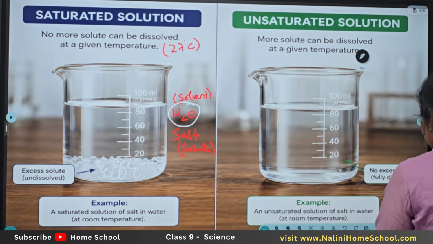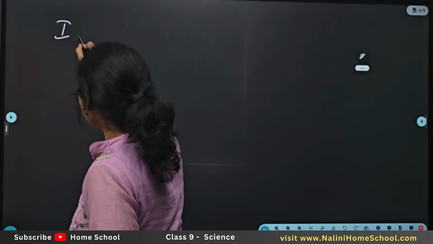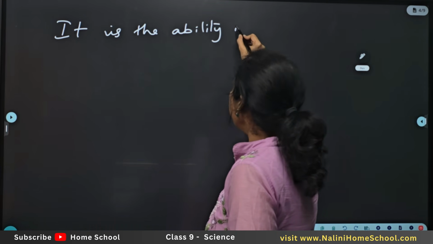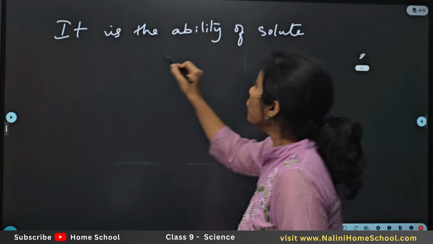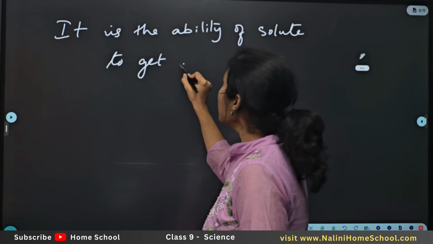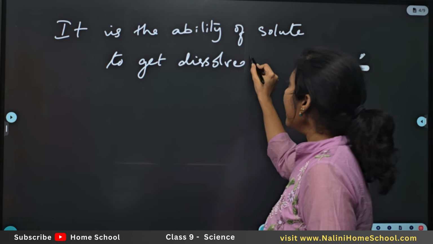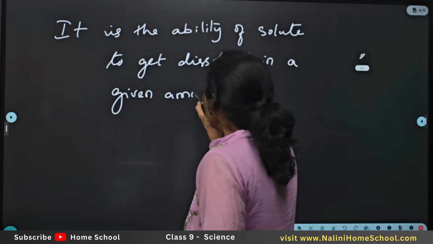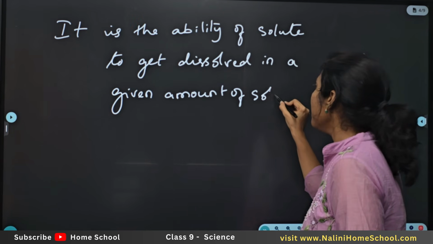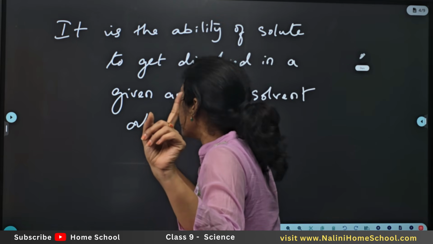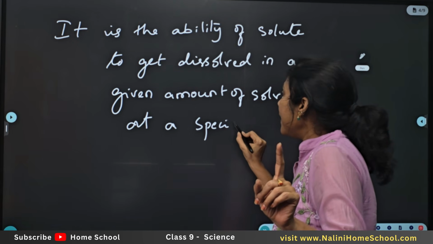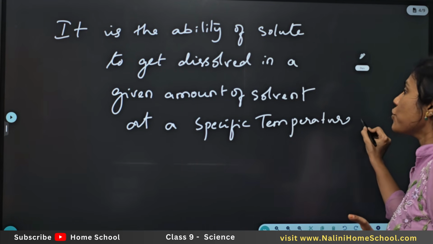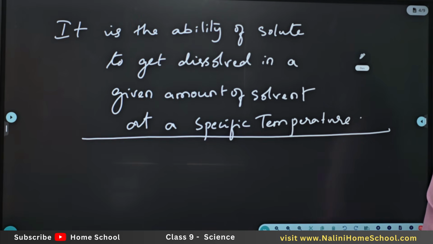Okay, so now I will write the definition for you. Very important, note it down. It is the ability of solute to get dissolved in a given amount of solvent, very important, at a specific temperature, is called as solubility. Take a screenshot of this definition, very, very important.